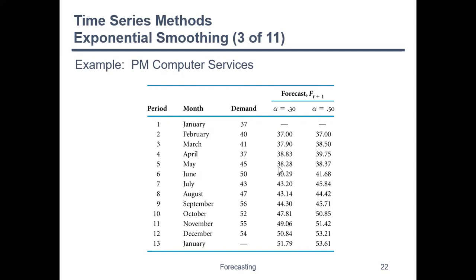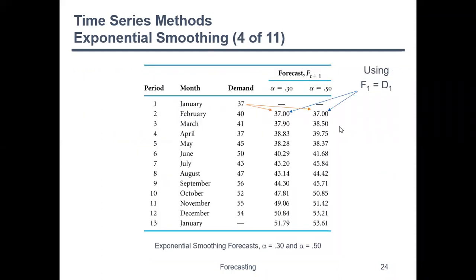For you to get this 38.28, you realize that you would have to use the previous demand of April and then the forecast of April to do that. That was how we came up with this whole column known as the alpha of 30%. Now, if they had given us alpha of 50%, it's the same thing, just that this time around, your alpha value changes from 30% to 50%.